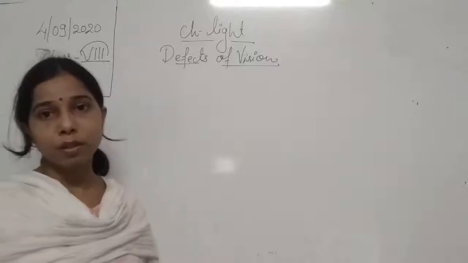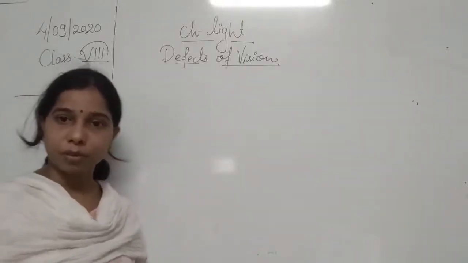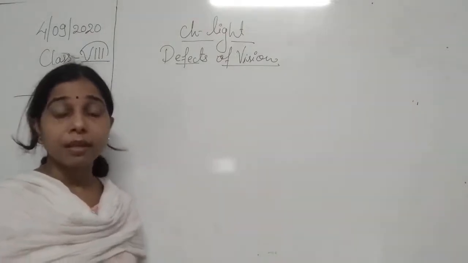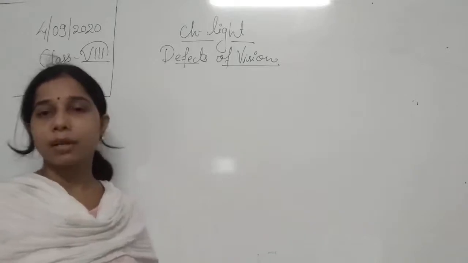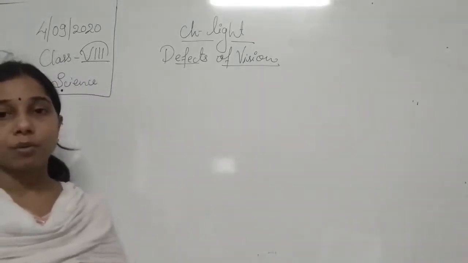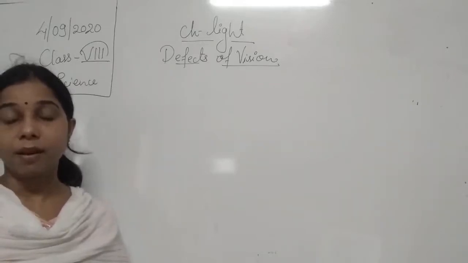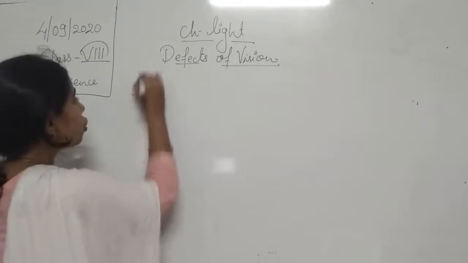Hello students. So in the previous class we were talking about the defects of vision. In the defects of vision, students, we discussed myopia, hypermetropia and cataract. What is myopia, students? Myopia is short-sightedness.